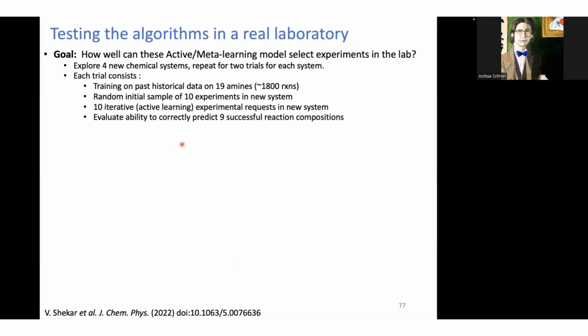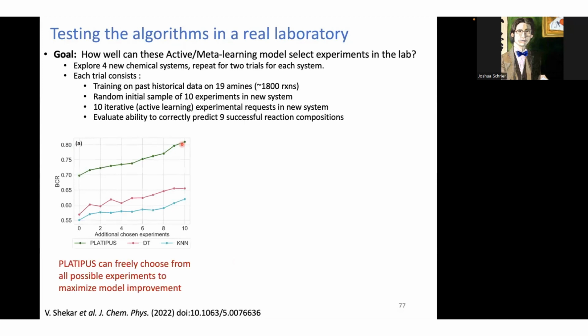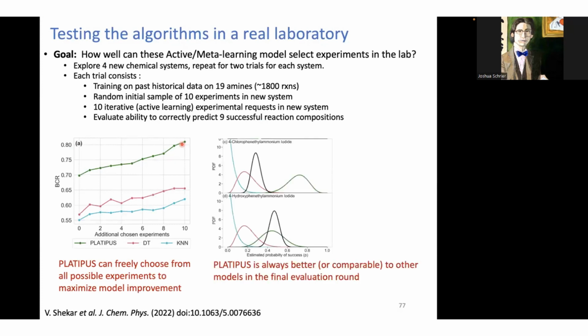One of the reasons we wanted to do this is that there's always some experimental noise too, so we wanted to see how robust this would be in the presence of that noise. I guess I wouldn't be telling you about this if it didn't work well. It turned out that it worked really well in the lab setting. If you allow the Platypus model to freely choose possible experiments, it was never worse than any other algorithm we looked at, but it was often significantly better at predicting new reactions after this limited number of experiments. We thought that was really fun and exciting.